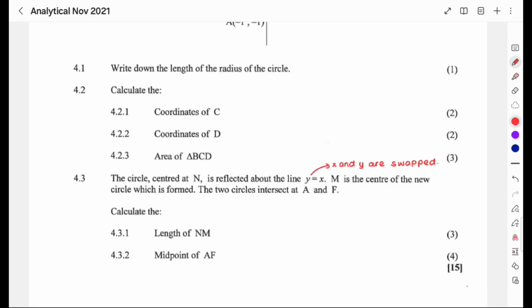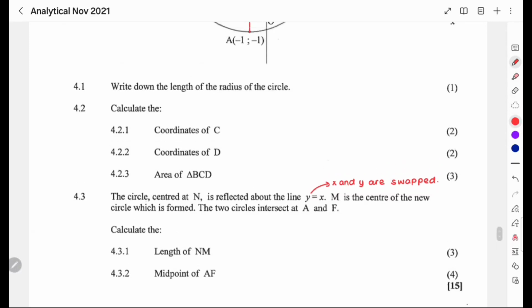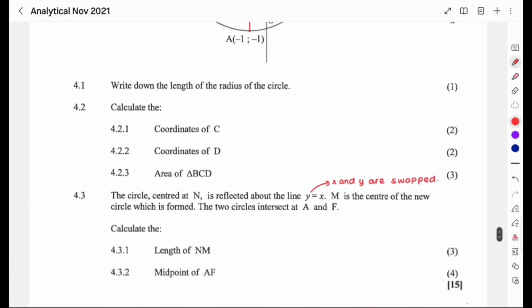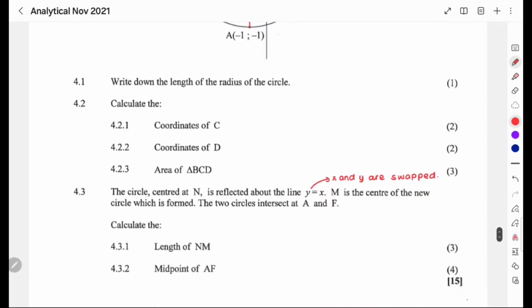The first question, calculate the length of MN. So if we want to find the length MN, we need to determine the coordinates of M because we already have N, it is -1 and 3. So we need to determine the coordinates of M, which is the center of the reflected circle.